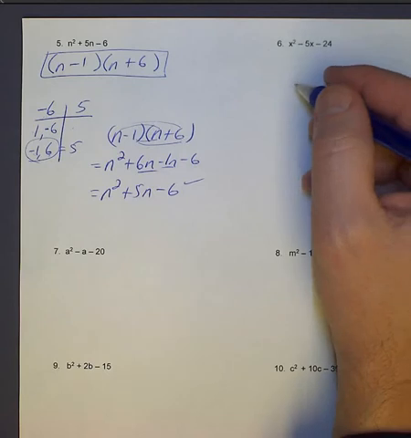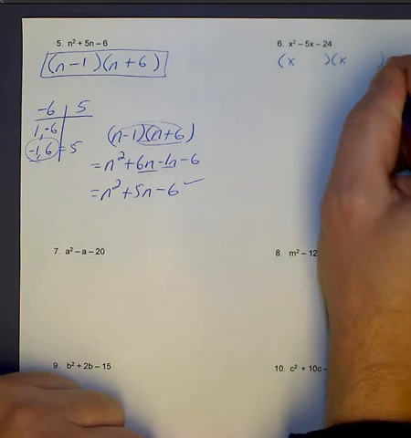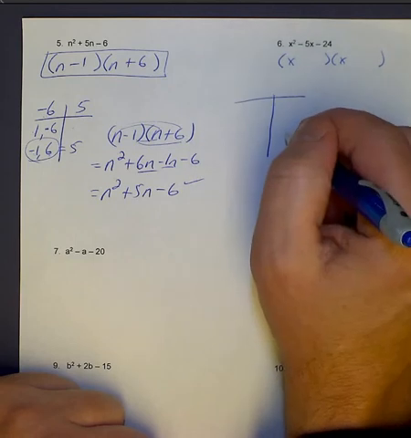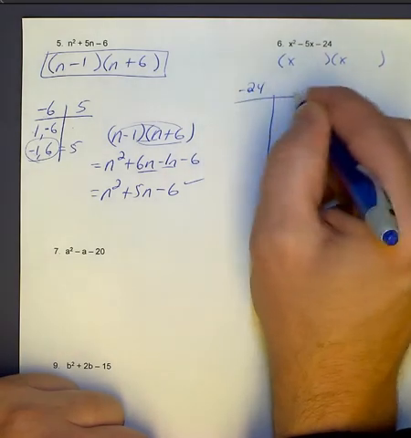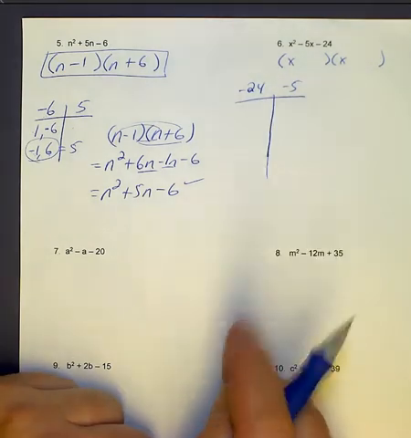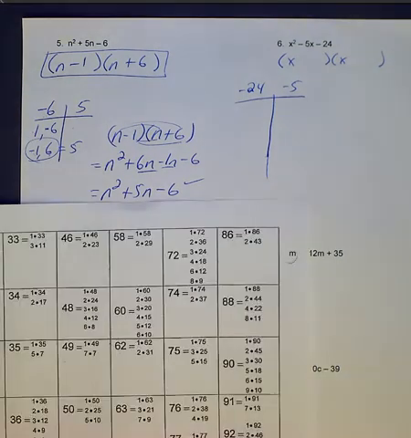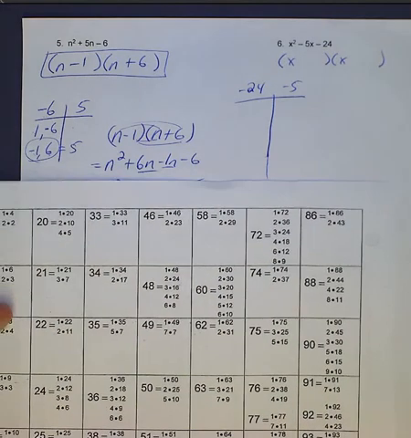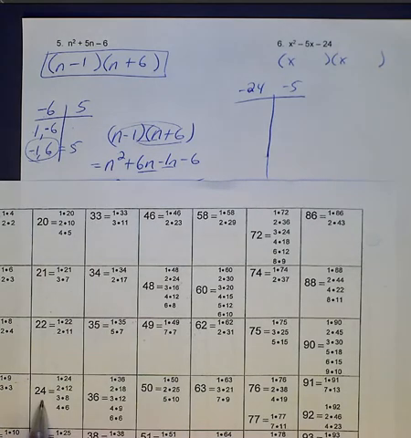Let's try number 6. I know I'm going to have an x and an x. I'm going to use my product sum chart, my T chart. So factors of negative 24 that add to the middle term, negative 5. So 24, if I get stuck, we gave you this chart right here. So there's that chart. Here's factors of 24. It's not negative 24, but I can make it negative 24 by making one of these negative.